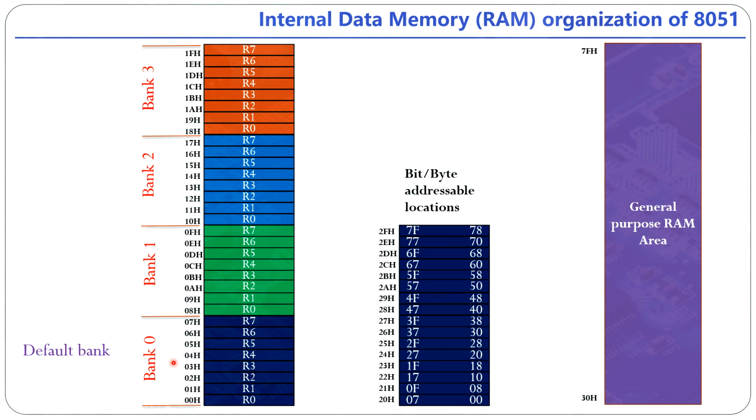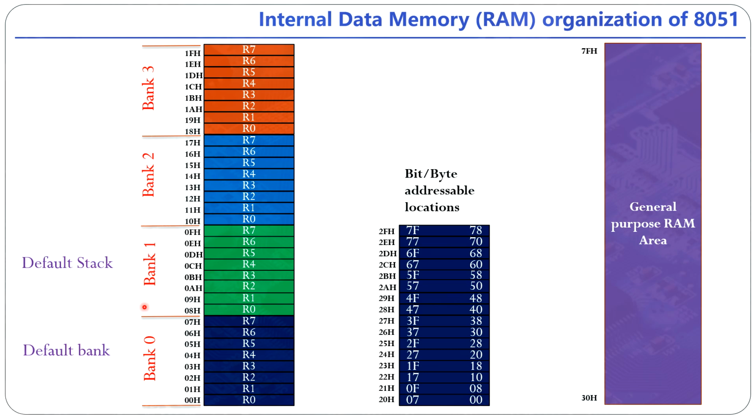The default bank is called bank 0. Suppose any question arises about this, what is the default bank? You remember the default bank is bank 0, right? The default stack is bank 1, that is called the default stack. Okay, default bank 0, default stack bank 1.